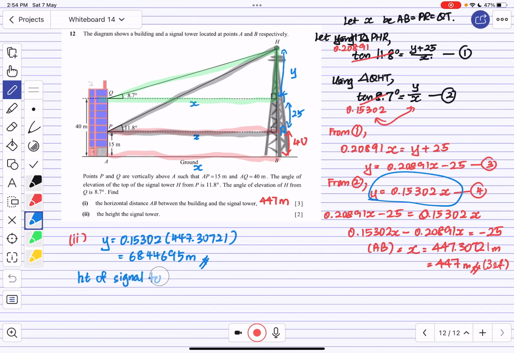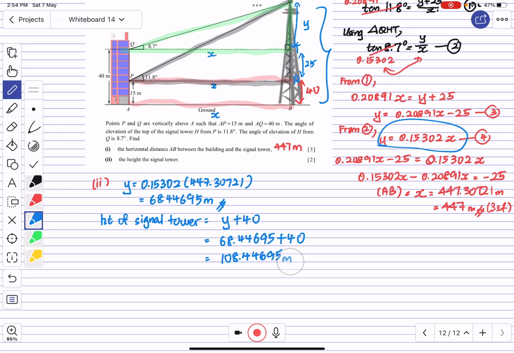The height of the signal tower would be y plus 40. Remember, this is y plus 40. This is the height of the signal tower, which is y plus 40. Basically, it is 68.44695 plus 40, and it turns out to be approximately 108.44695, or approximately just 108 meters corrected to 3 significant figures.